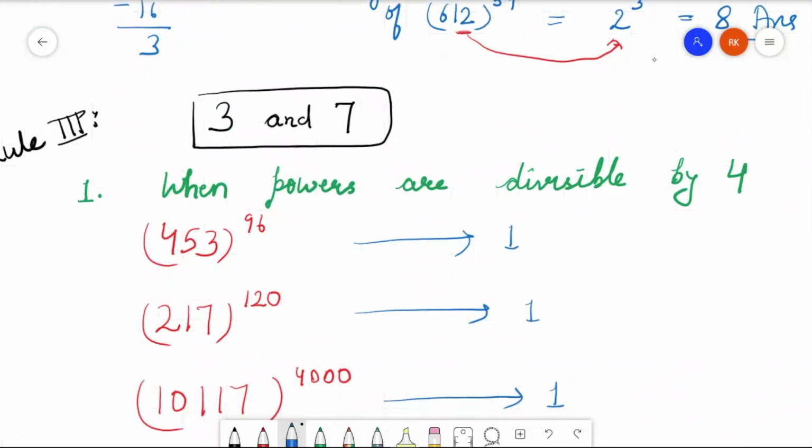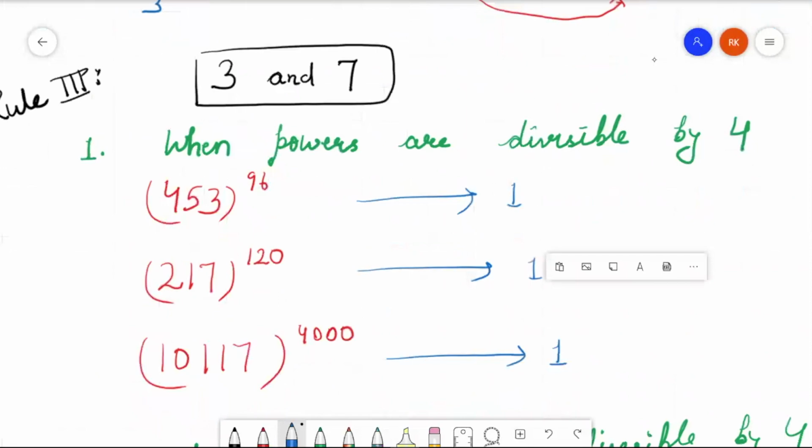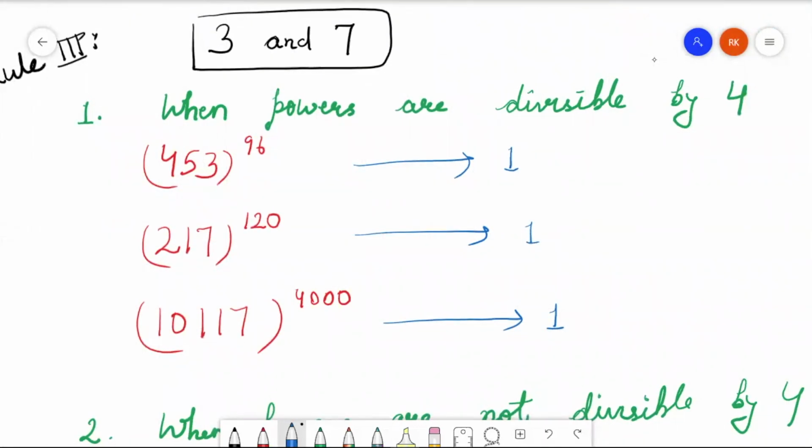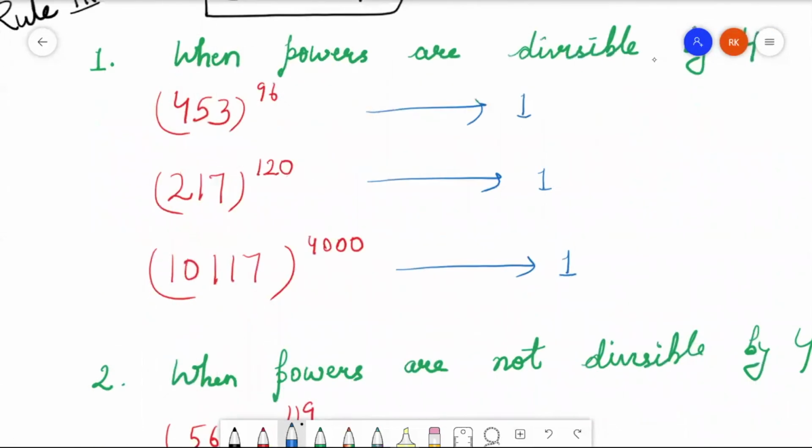Here 453 raised to the power 96. Here we can see 96 is divisible by 4 and it has 3 at its units place. Now 270 raised to the power 120. Here 7 is at the unit place and the power is divisible by 4. Here also 7 is at the unit place and 4000 is divisible by 4. So whenever we have 3 or 7 at the unit place of any given number and the powers to which they are raised are divisible by 4, then the answer will be 1. Okay, so all these will have 1 at the units place.